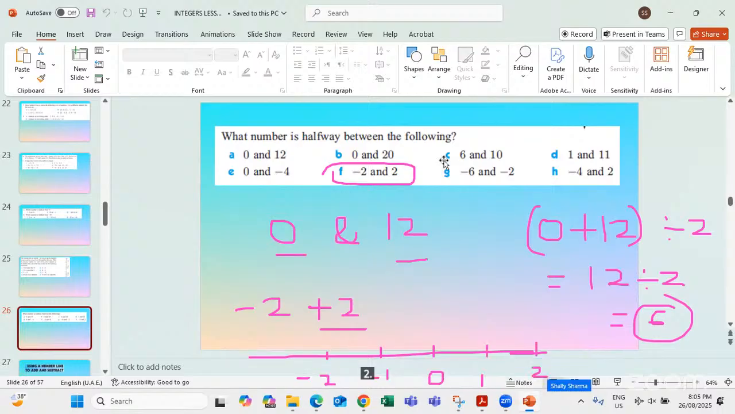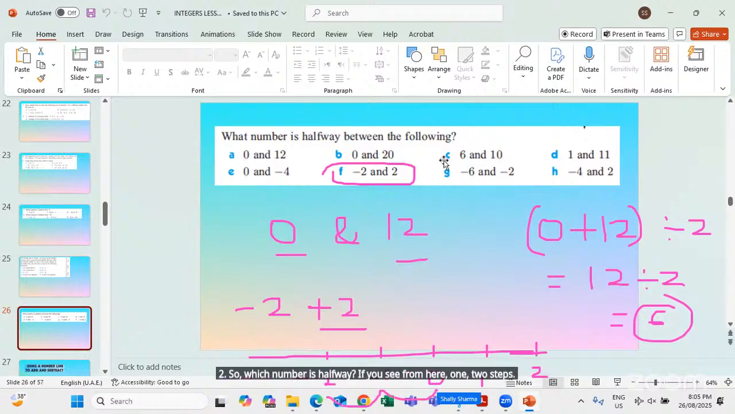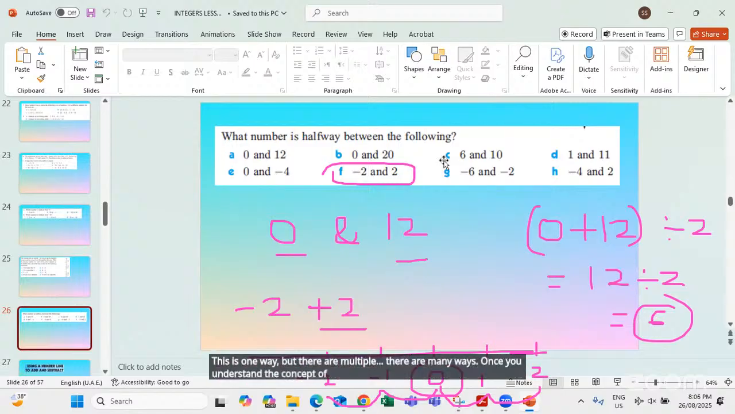So which number is halfway? If you see from here, 1, 2 steps. From here, 1, 2 steps. We reach 0. So 2 steps from the left and 2 steps from the right. From 2, we are going and we are reaching 0. This is one way. But there are many ways once you understand the concept of addition and subtraction.